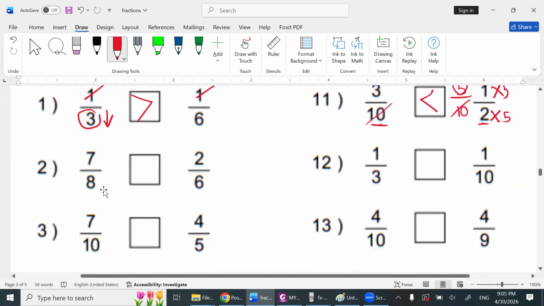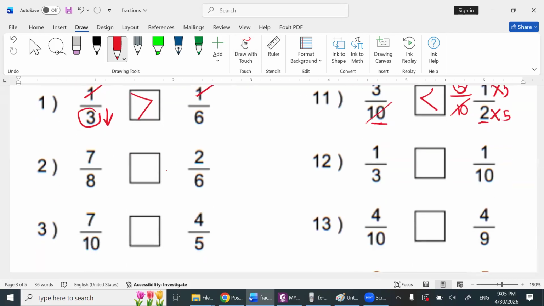Let's check this one: 7 over 8 and 2 over 6. You can find a common multiple of 6 and 8. I can multiply by 6 up and down here and by 8 up and down here. You will find this fraction is 42 over 48 and this fraction is 16 over 48. Which fraction is greater, 42 or 16? You can find that 42 is greater than 16.